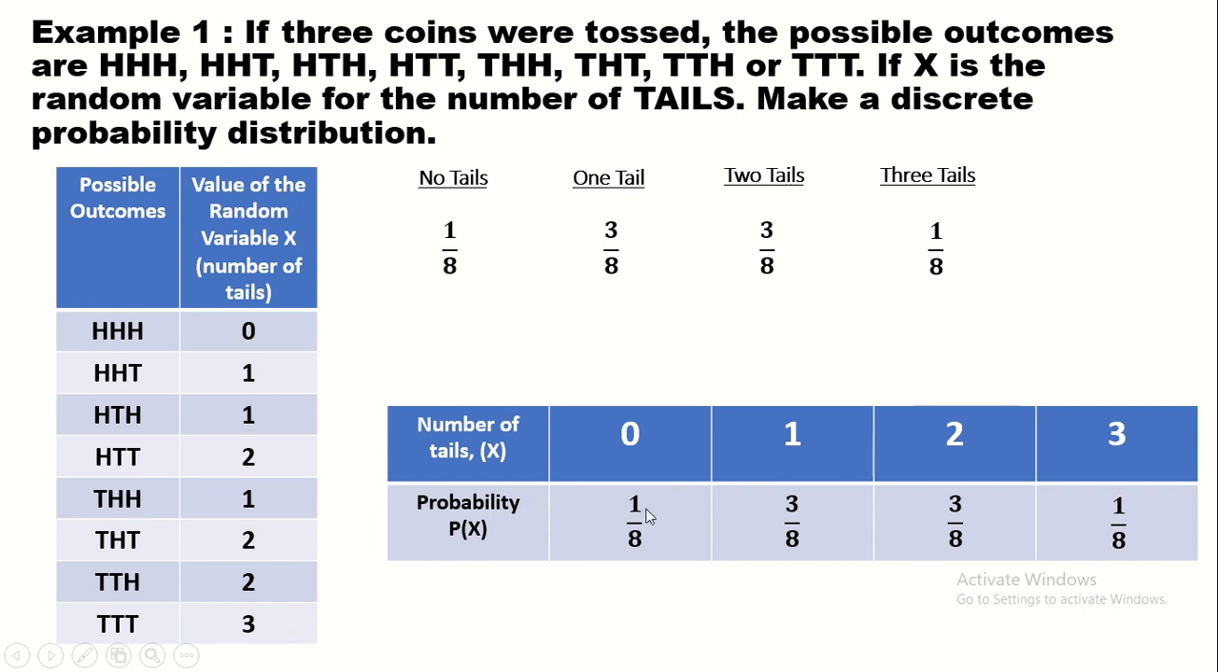Let me repeat. 1 plus 3, that is 4. Plus 3, that is 7. Plus 1, that is 8. So, 8/8 means it followed property number 1 of the discrete probability distribution. Let's look at the second property.